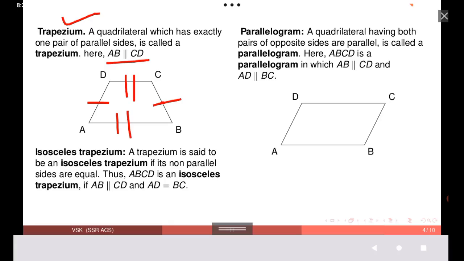Now what is meant by an isosceles trapezium? Here AB is parallel to CD, and the other 2 opposite sides, AD and BC, should be equal. Suppose this is 5 cm, and this is also 5 cm, then it will be called an isosceles trapezium. So one pair is parallel and the non-parallel sides are equal.